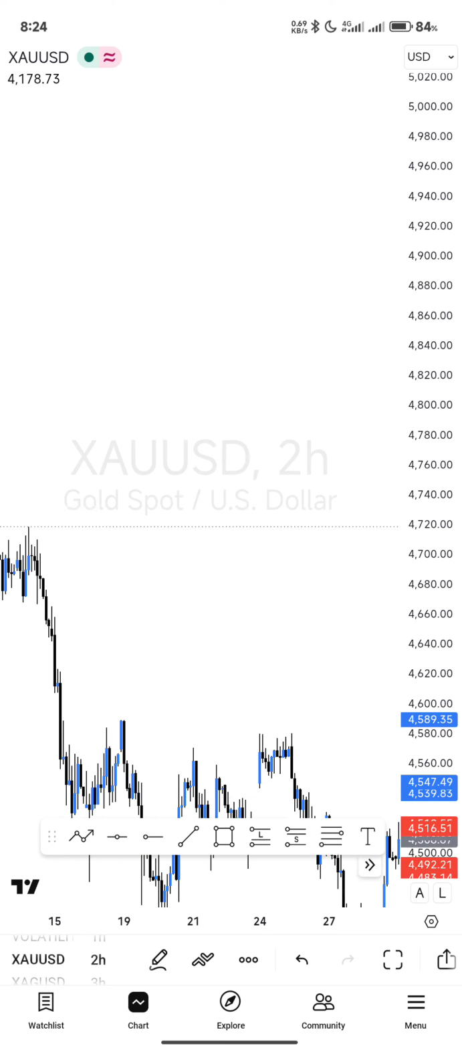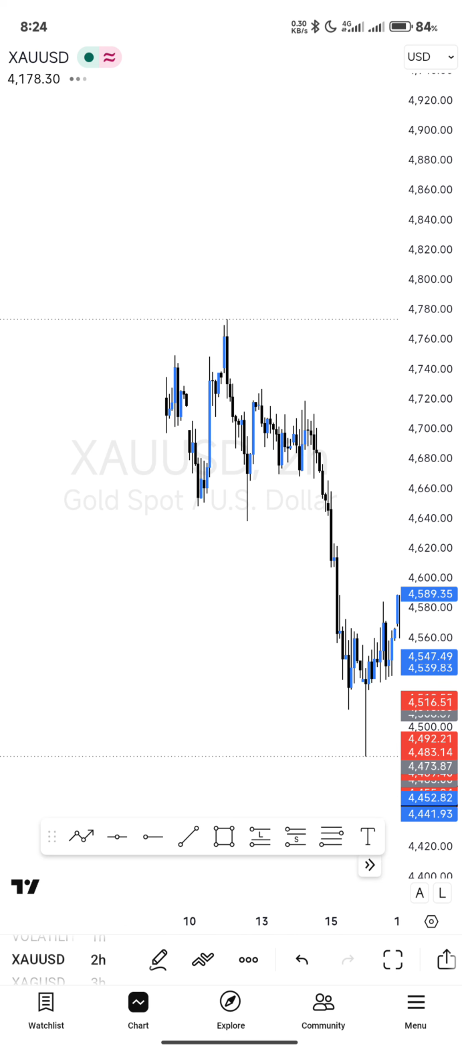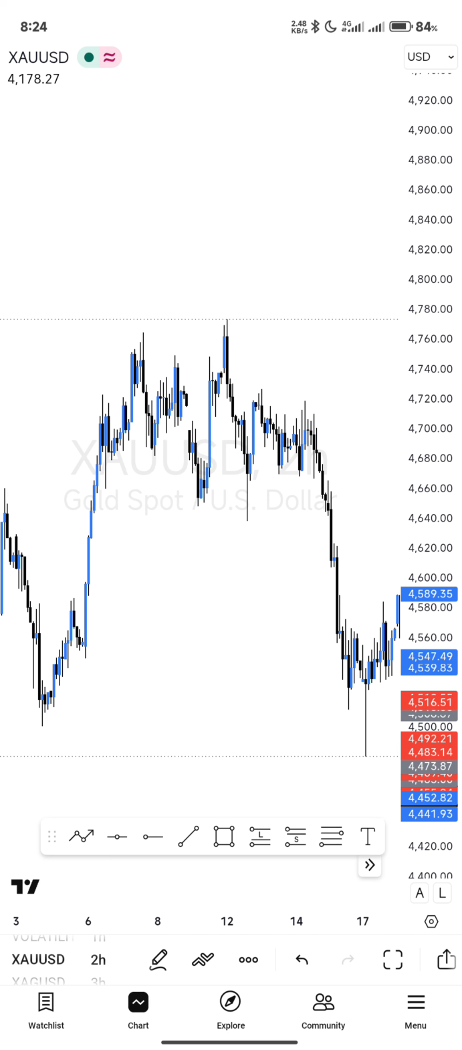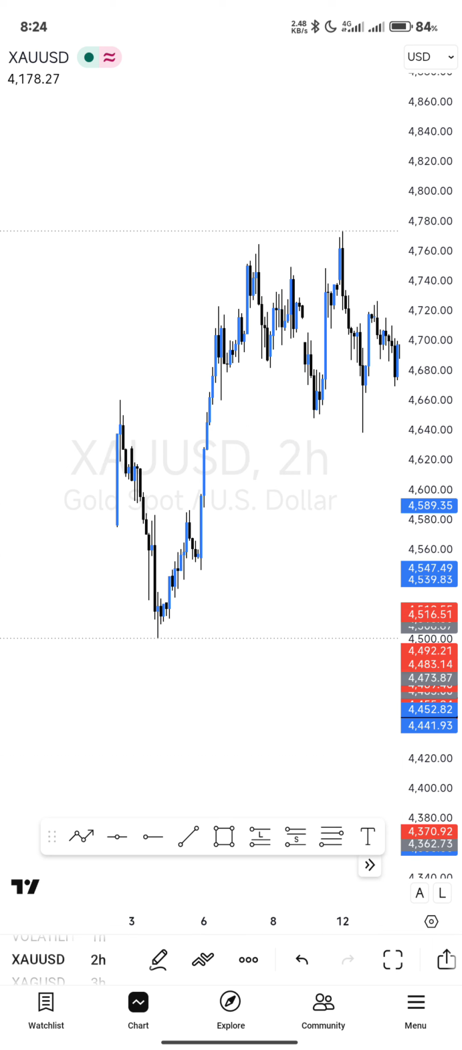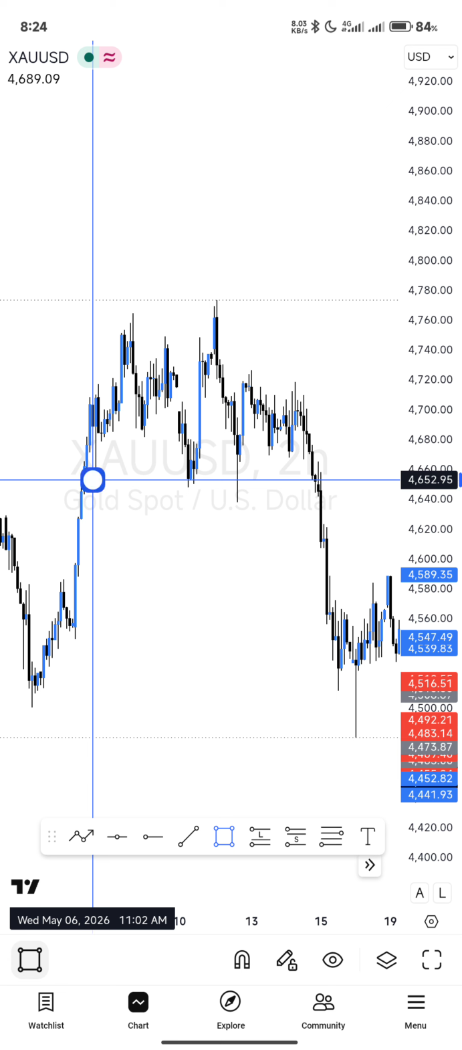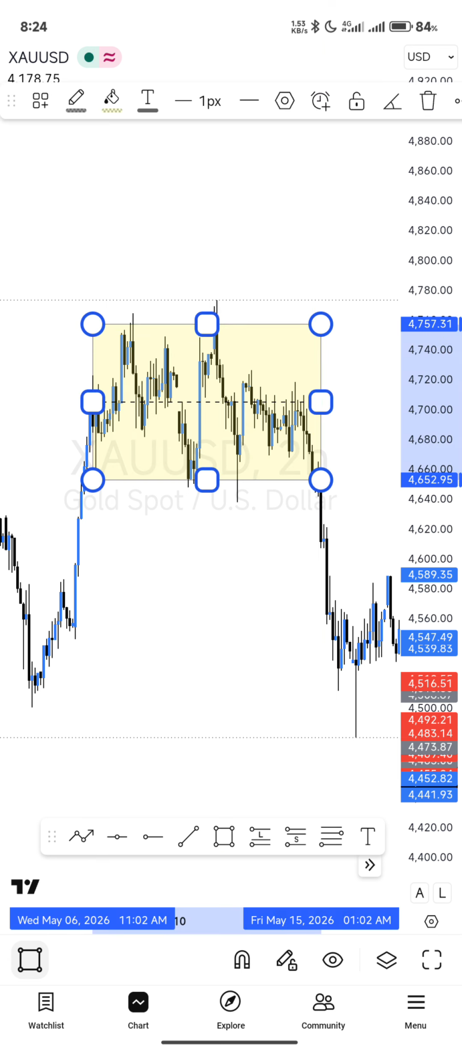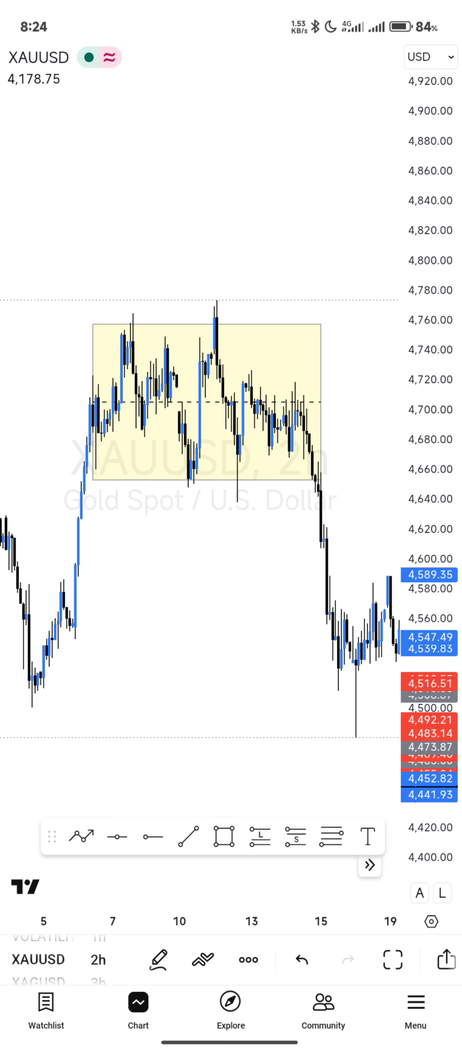So let's look at practical examples. This is a 2-hour time frame. So clearly you can see that the structure of the market here is consolidating. You can see it doesn't have higher highs and higher lows. It's just within this range. So this is an example of a consolidating market.